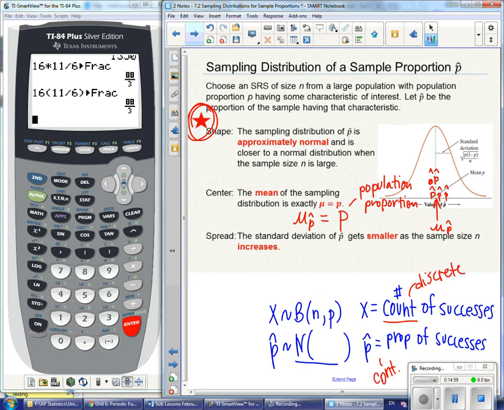Okay, so when I'm looking at my normal distribution, I can say p hat is distributed normally with a mean of p, and the standard deviation, I'm going to give you that formula in just a second. We already have talked about what happens with the variability. As n gets larger, my standard deviation is going to decrease. So the standard deviation is going to get smaller as our sample size increases. That is always going to be true no matter what kind of sampling distribution we take. As my sample gets larger, the amount of variability is going to decrease.